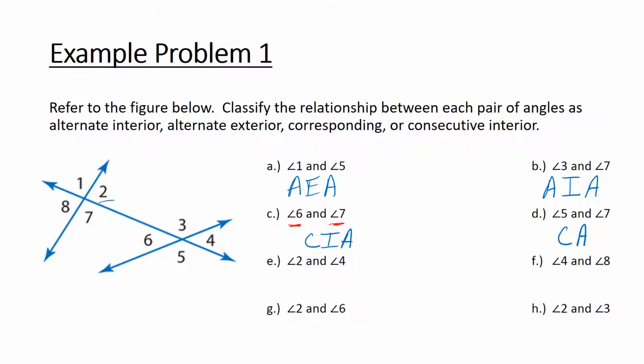Then if we look at angle 2 and angle 4, they are also on the same side of the transversal, with one being interior and one exterior, so that angle 2 and angle 4 are also corresponding angles. If we look at angles 4 and 8, 4 and 8 are on different sides of the transversal, so that they have to be alternate angles, and both are on the exterior. So 4 and 8 are alternate exterior angles.